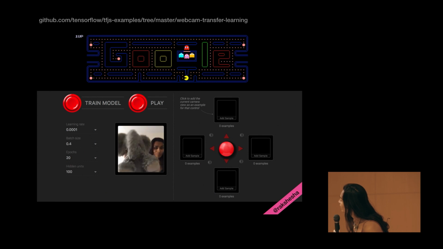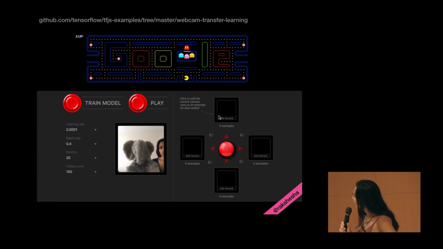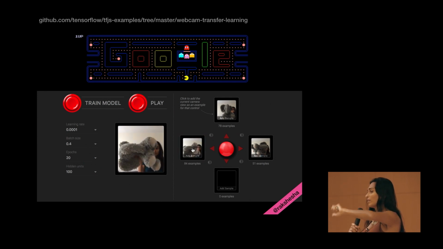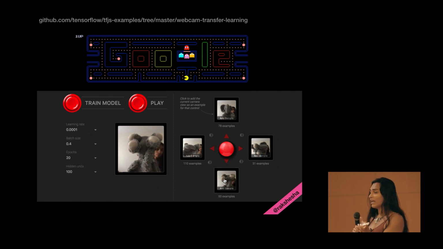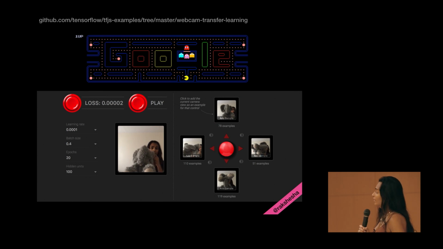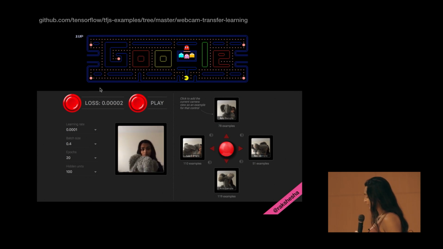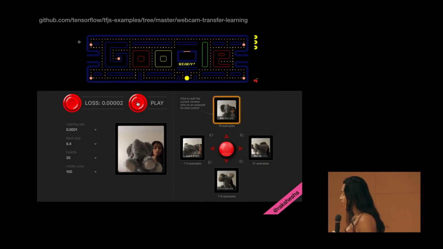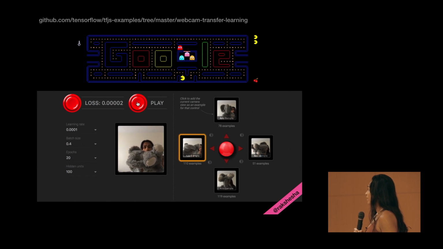So the way this works, and the video might not be working right, but let's see, is, yeah. So first, I am going to record example images for each of the different ways that I can move Pac-Man. So I'll hold Tallulah up, I'll hold her to the right, I'll hold her to the left. I'm trying to capture all the different ways I might hold her to give the model a representative sample. So then I click train, and it spends a little bit training the model. You can see the loss drop down. And then we're going to try playing.